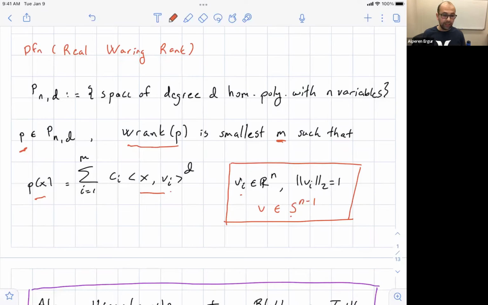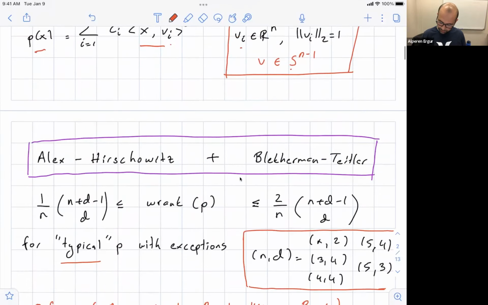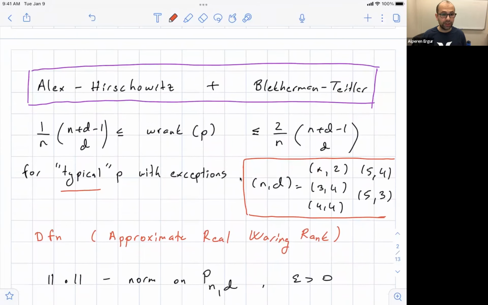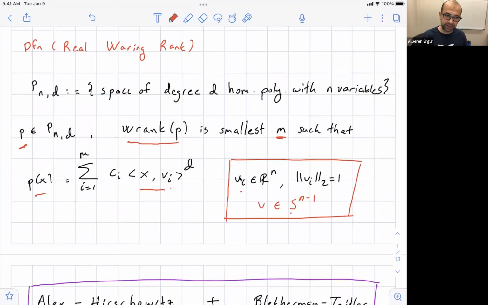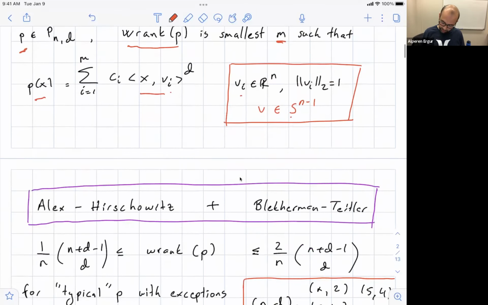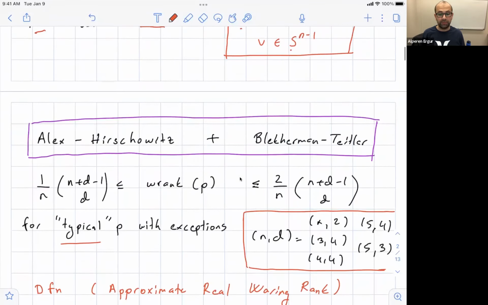All right, pretty good. Now, what do we know about this? Waring rank over the complex numbers, not over the reals, is the subject of a big theorem due to Alexander and Hirschowitz, actually a couple of papers. They figured out, if you do the same definition over the complex numbers, not over the reals, what the rank of an object would be generically. That's called the Alexander–Hirschowitz theorem, but it doesn't answer our question over the reals. But if you add an observation by Blekherman and Teitler on top of the big theorem by Alexander and Hirschowitz, you get the answer for what we were interested in. So I'm going to try to parse this down.